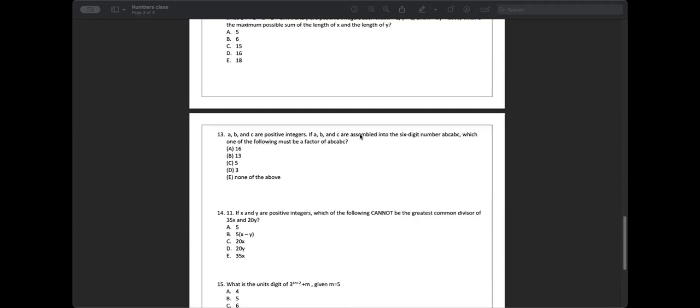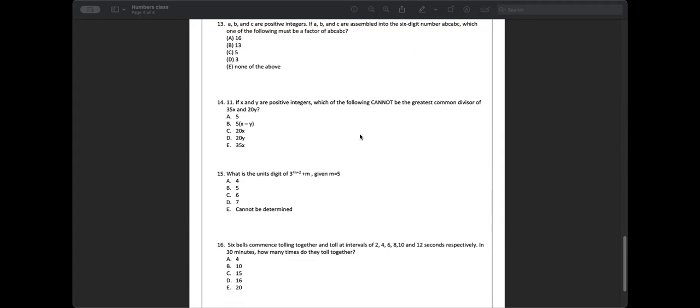All right, then we are doing 14th. What answers we have? Let's see. X and Y positive integers, which of the following cannot be the greatest common divisor of 35x and 20y? So 35x is 7 into 5 into x, and 20y is 5 into 4 into y, that is 2 square into 5 into y. Which of the following cannot be? That's the question.